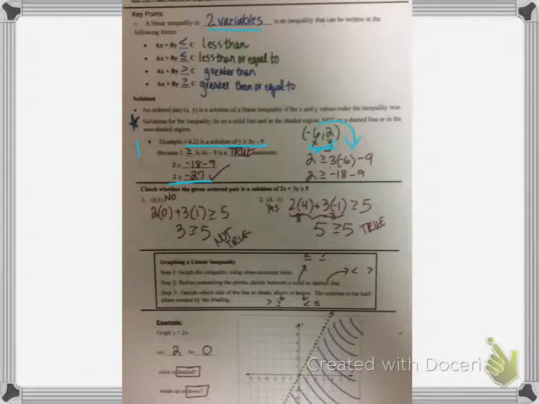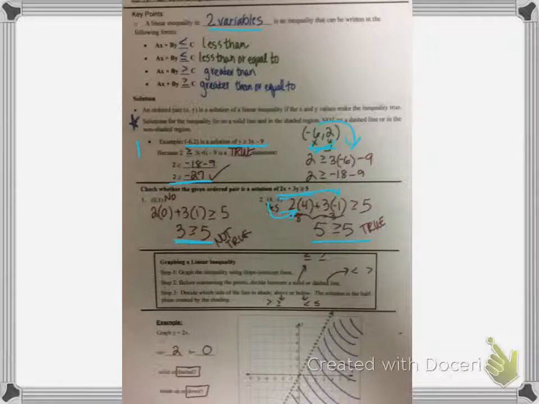Alright, right here we look at (0, 1). And we're going to plug that in for 2x plus 3y is greater than or equal to 5. So we say 2 times 0 is 0, 3 times 1 is 3. 3 is not greater than 5. (4, -1) is yes. We plug in 4 for x, negative 1 for y. 4 times 2 is 8. 3 times negative 1 is negative 3. 8 minus 3 is 5. 5 is greater than or equal to 5.